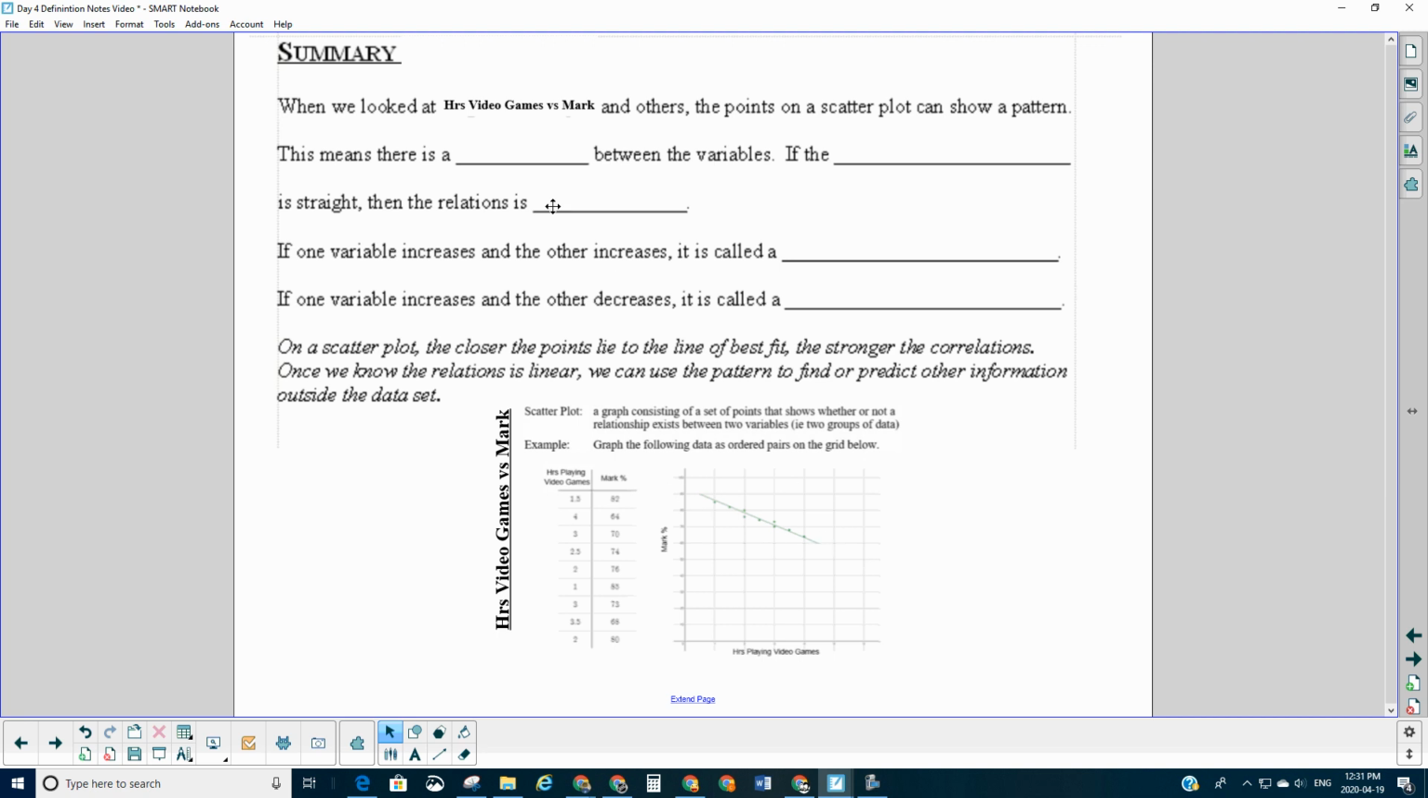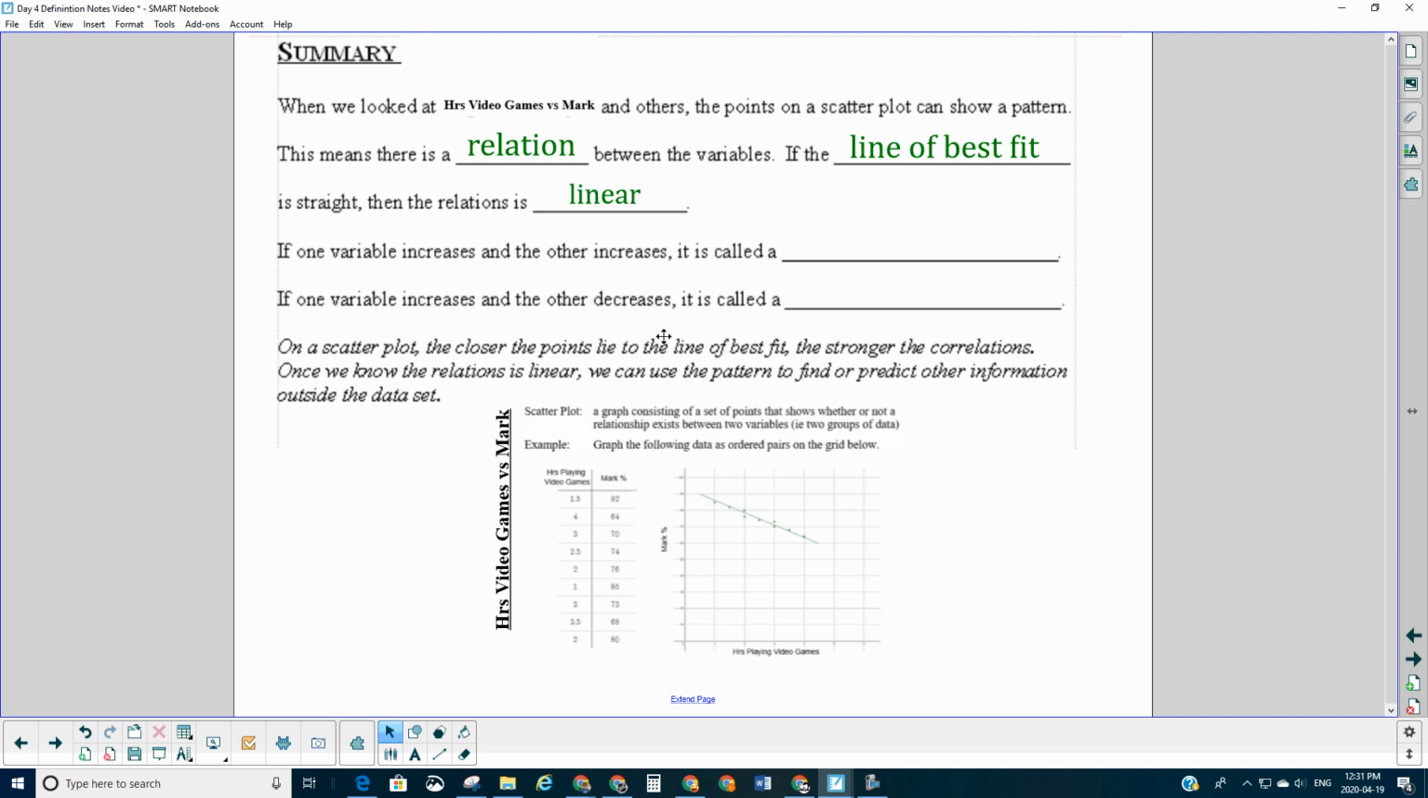some relationship. And if there is a pattern, then we say there's a relationship between the variables. Then we drew a line of best fit. If that line of best fit is straight, then we said the relationship was linear. You recall another example where we drew a curve of best fit and we said that was nonlinear. But if you can draw a line of best fit, then it's linear.